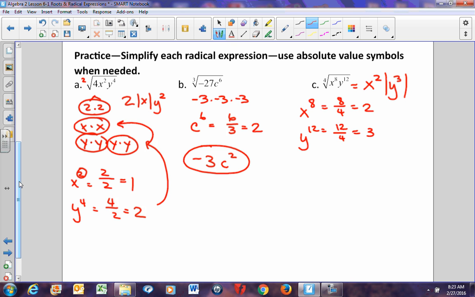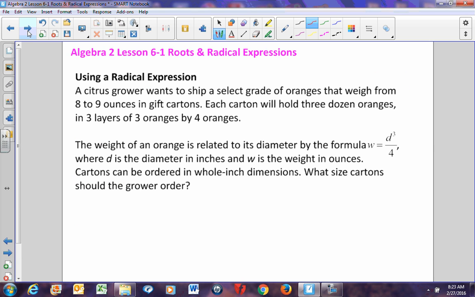It's not a hard concept once you get your mind wrapped around the odd out of even thing. It's the easiest way to explain it. All right. Using a radical expression, let's say we have a citrus grower. He wants to ship a select grade of oranges that weigh from 8 to 9 ounces in gift cartons. It's Christmas time. Everybody loves to give fruit at Christmas. Each carton will hold 3 dozen oranges in 3 layers of 3 oranges by 4 oranges. Okay?